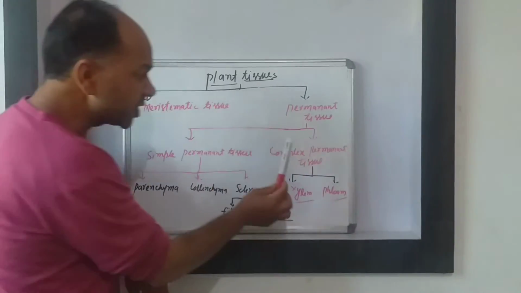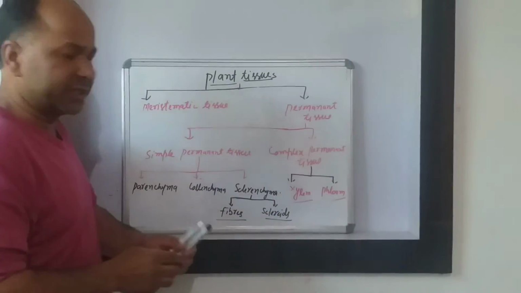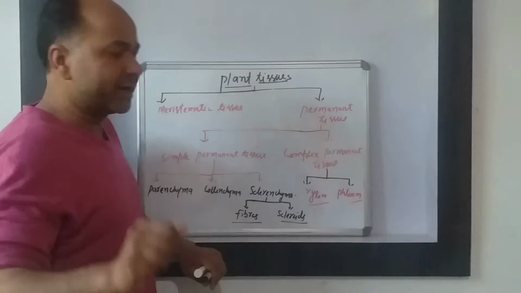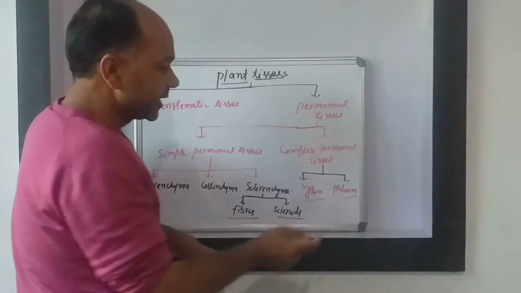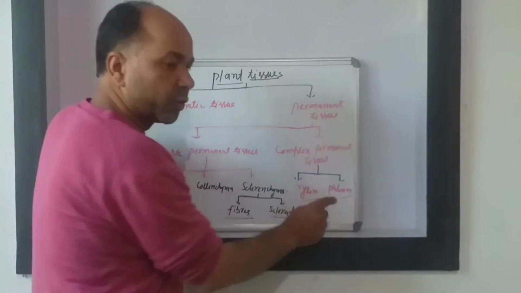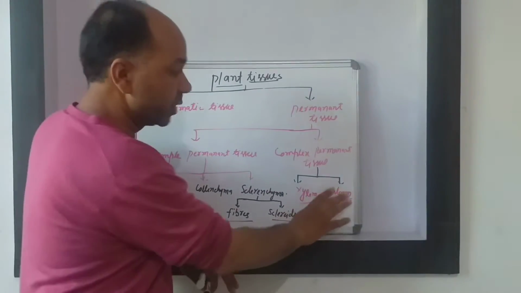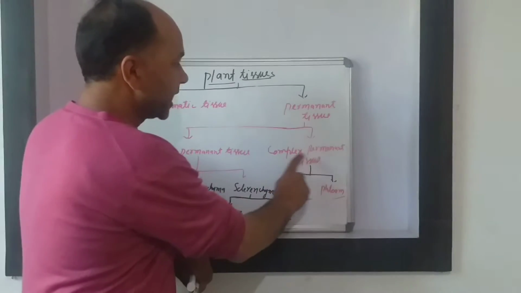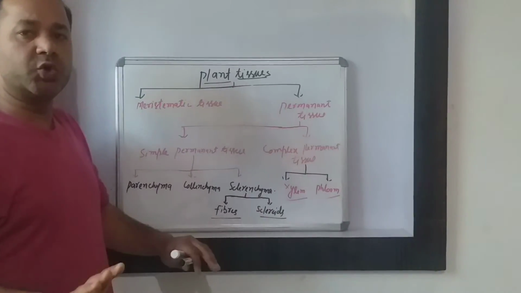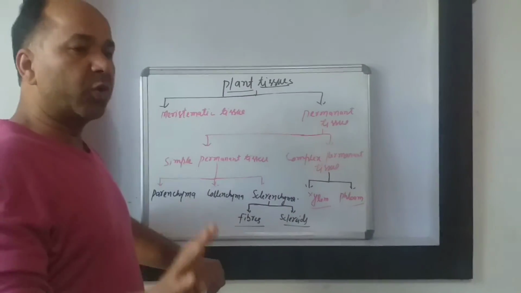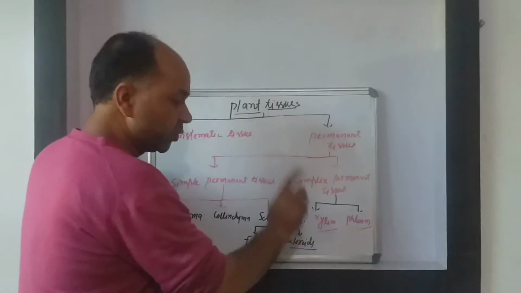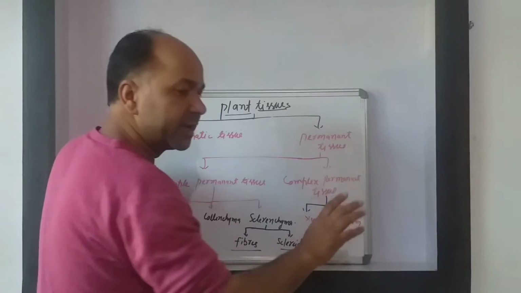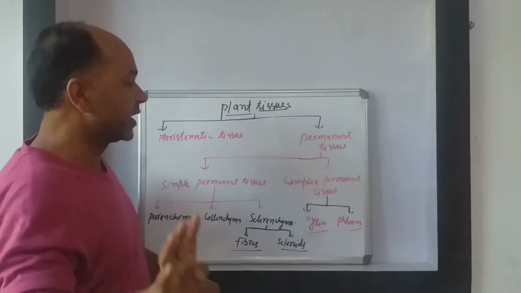Now this is the complex permanent tissue. This complex permanent tissue is made up of more than one kind of cells. You may have read in earlier classes that it contains xylem and phloem. Xylem contains 4 types of cells, and phloem contains 4 types of cells in angiosperms. Please remember it. A complex permanent tissue is made up of more than one kind of cells. Here it is xylem, and here it is phloem. Both xylem and phloem are made up of more than one kind of cells.